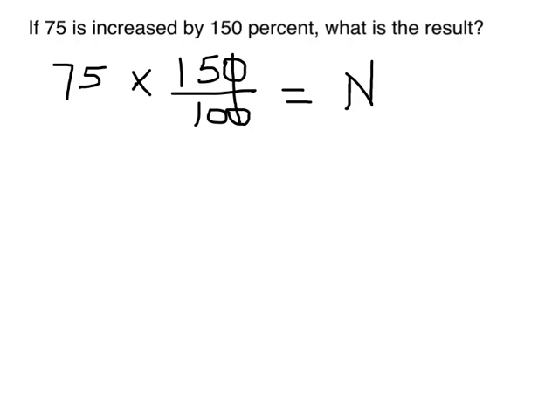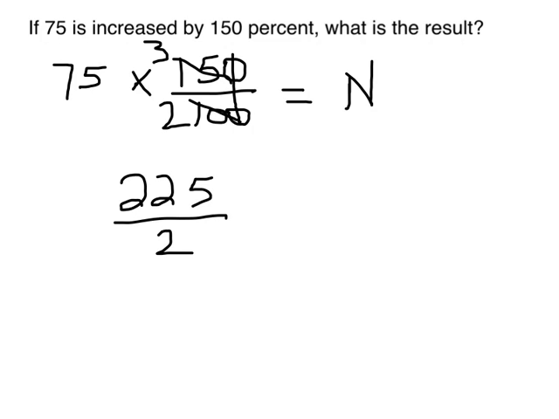I can take these two zeros off, and then I have 15 over 10, which will reduce to 3 over 2 if I divide by 5. So then I say 75 times 3, which is 225, divided by 2. And when I do that, I'm going to get 112.5, which is the answer. 112 and a half, or 0.5, is 150% of 75.